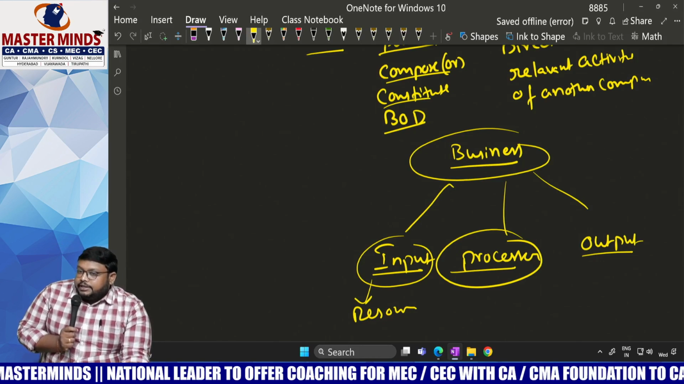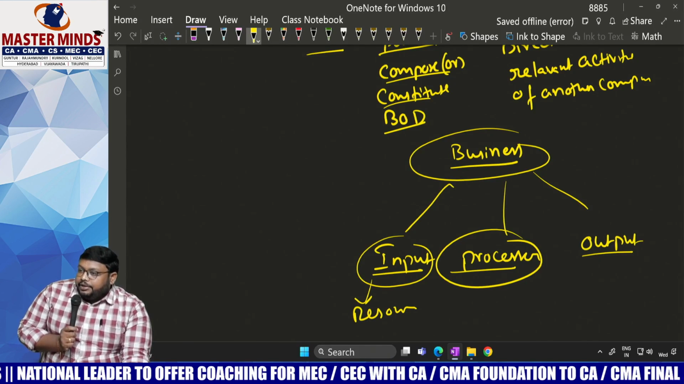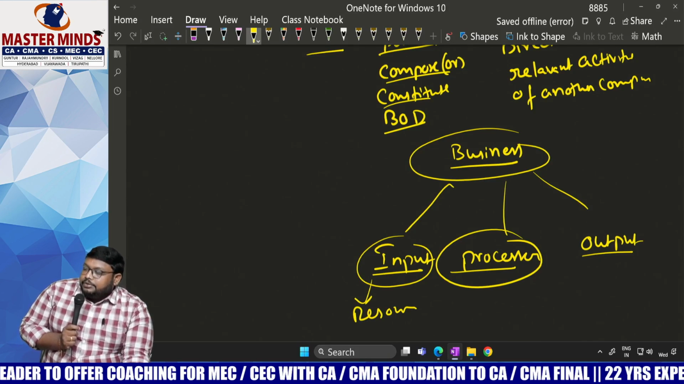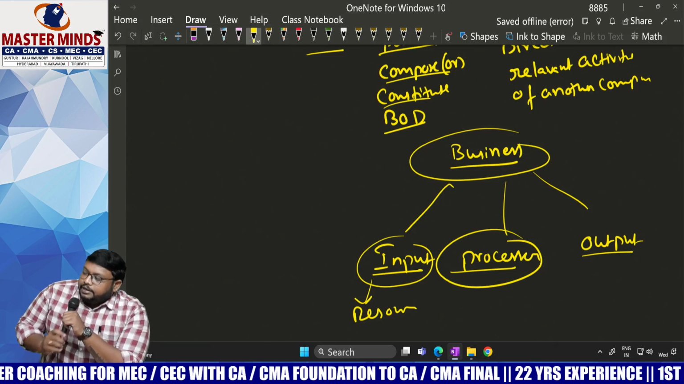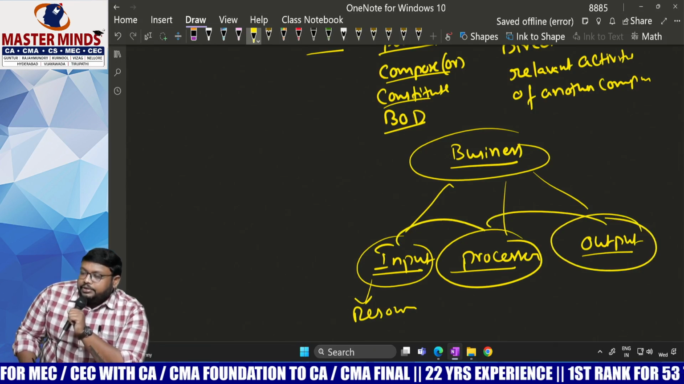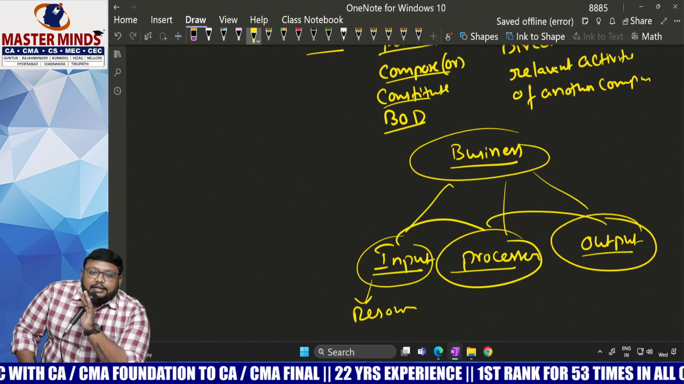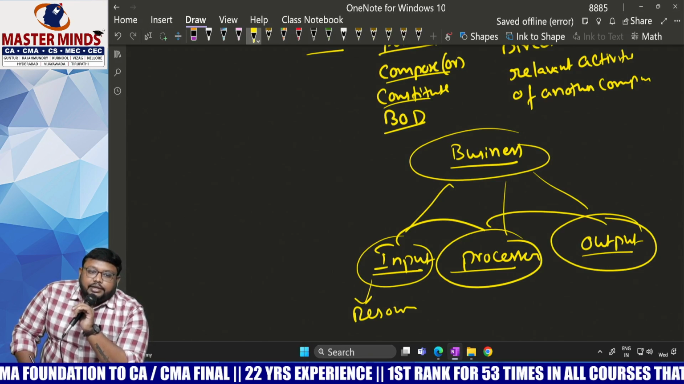And output is nothing but the ultimate revenue after selling the finished product, whatever revenue you are getting. Output is the revenue generated on the basis of input and processes. By using this input and processes we generate revenue, that we call output. Business means an integrated set of three activities: one is input, next is processes, another is output.